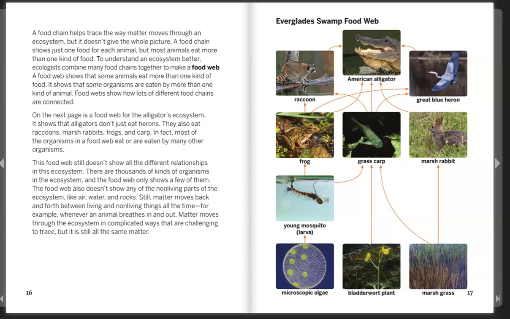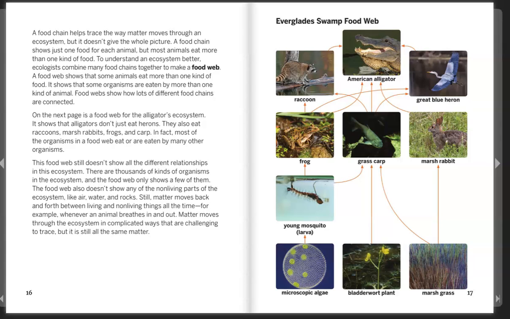On the next page is a food web for the alligator's ecosystem. It shows that alligators don't just eat herons, they also eat raccoons, marsh rabbits, frogs, and carp. In fact, most of the organisms in a food web eat or are eaten by many other organisms.